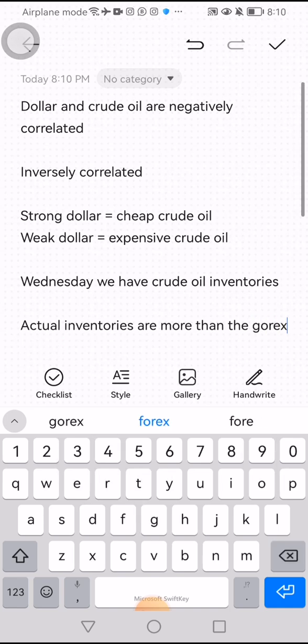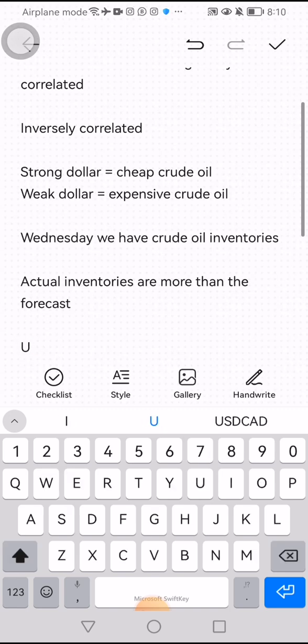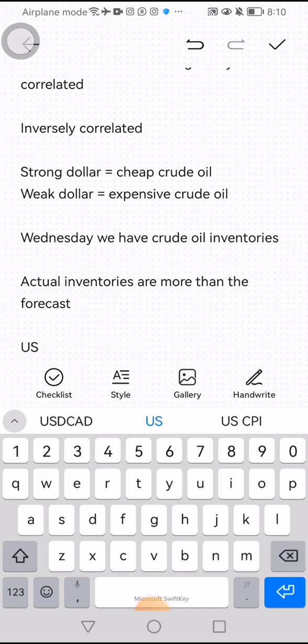What am I saying? Focus. Actual more than the forecast. It's positive news. It's good for the currency. Which currency? This time, the dollar, right? What this means is you are going to need fewer dollars to buy oil. Basically, when actual inventories are more than the forecast, it means there is a lot of supply of oil, and vice versa.